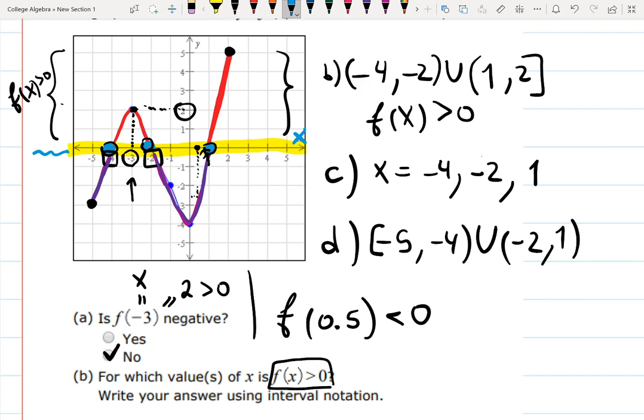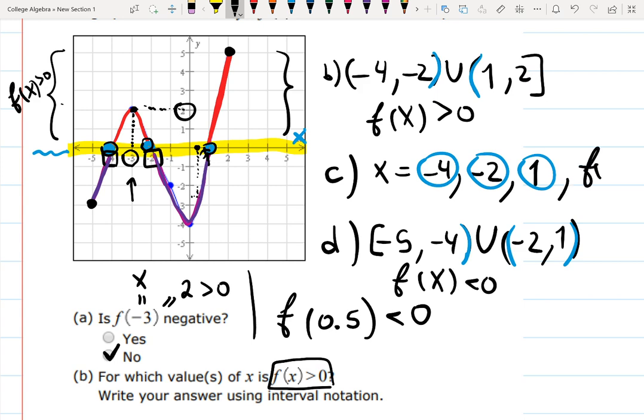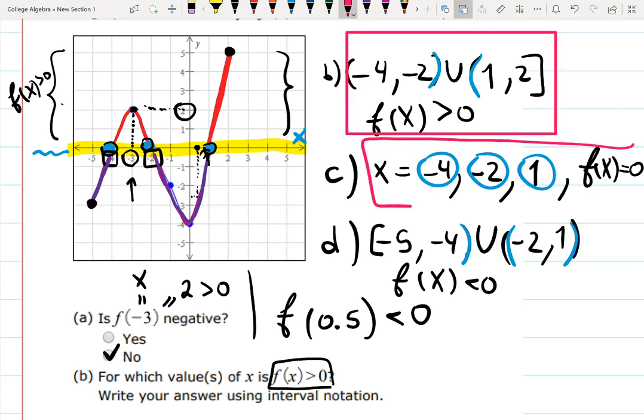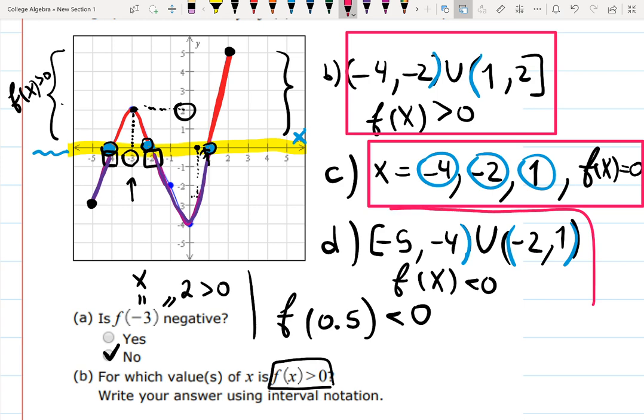Again, why am I not including these points? Because those are 0 points. See, parentheses happen at 0 points: negative 4, negative 2, and 1. So you should not include them. There, f of x is 0. And right now we're talking about f of x negative. And here, f of x is 0. Three different cases, three different scenarios: the function is positive, the function is negative, the function is 0, from the graph of the function.